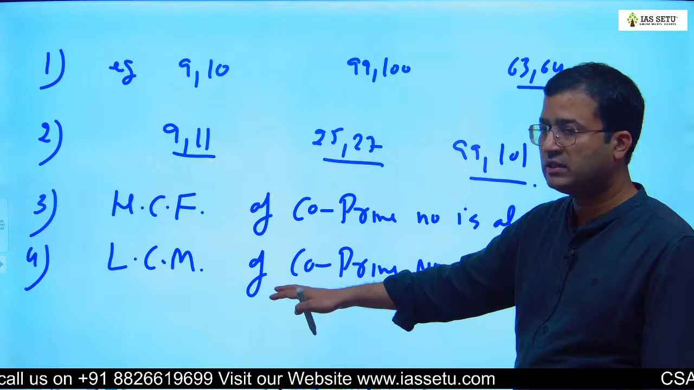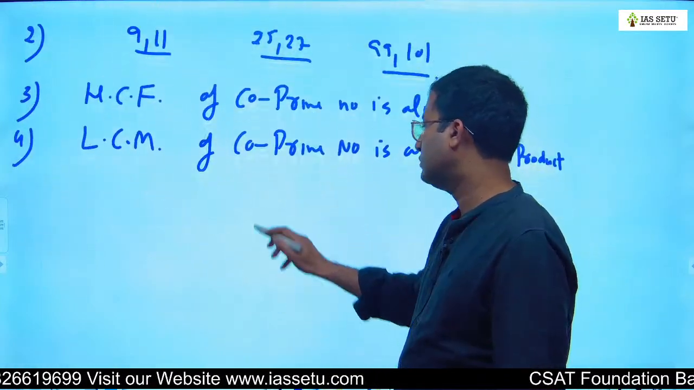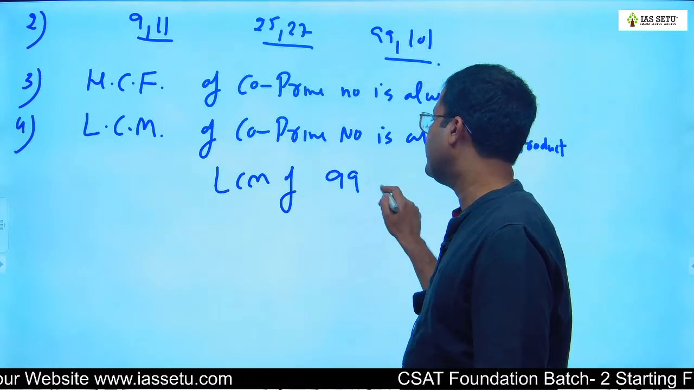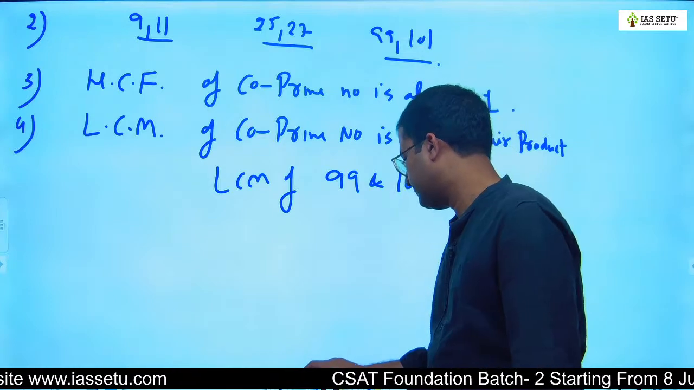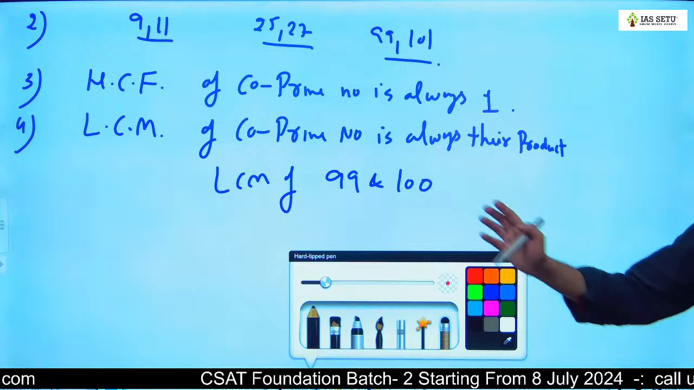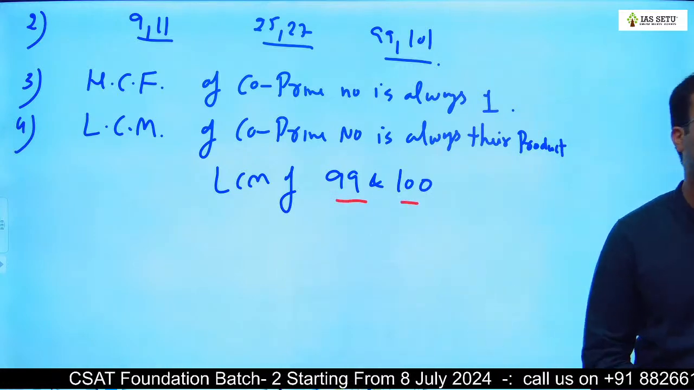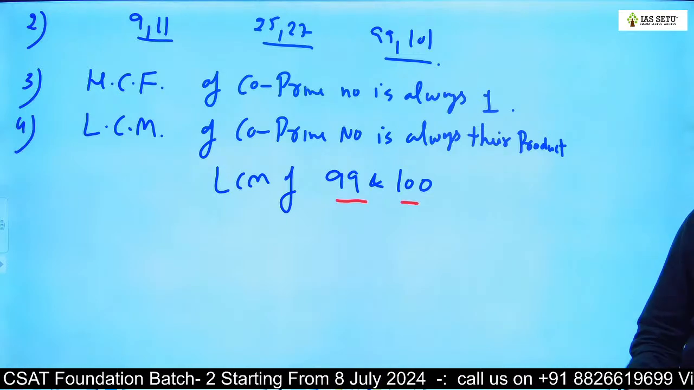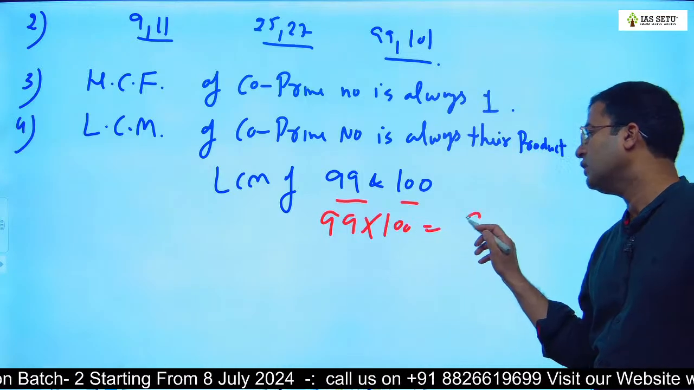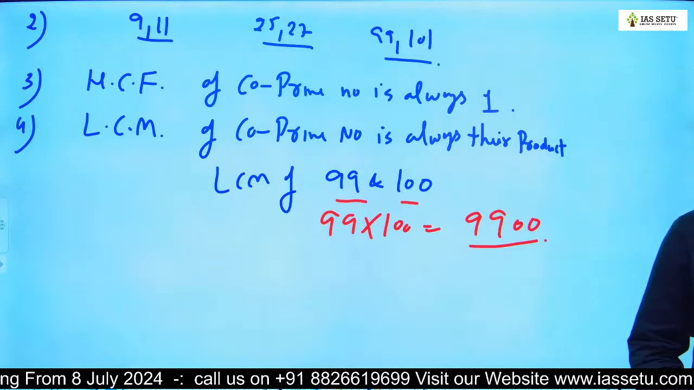Although I have not covered LCM, but I have authority to ask you a question. Can you tell me what is LCM of 99 and 100? Direct 9900, two consecutive natural numbers. That's why these are co-prime. And if these are co-prime, they are multiplicative. LCM 9900. Fine.